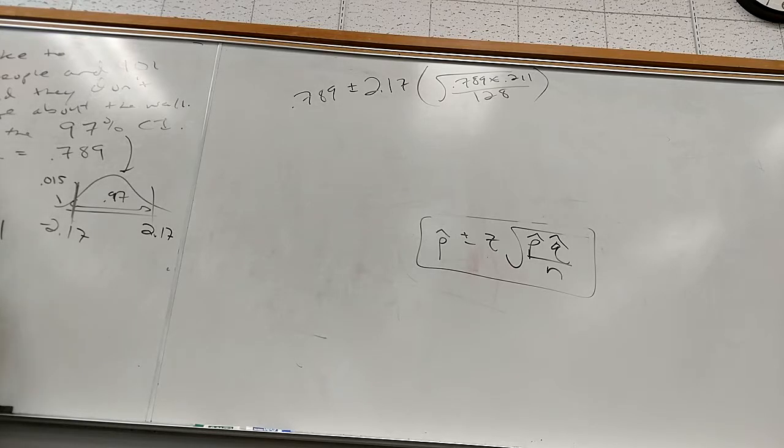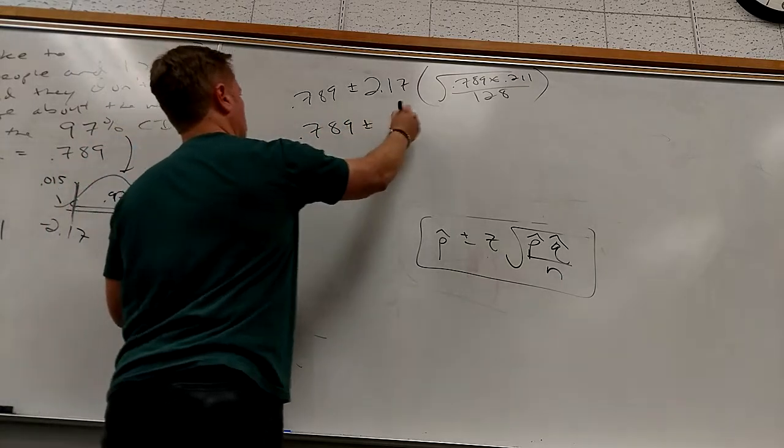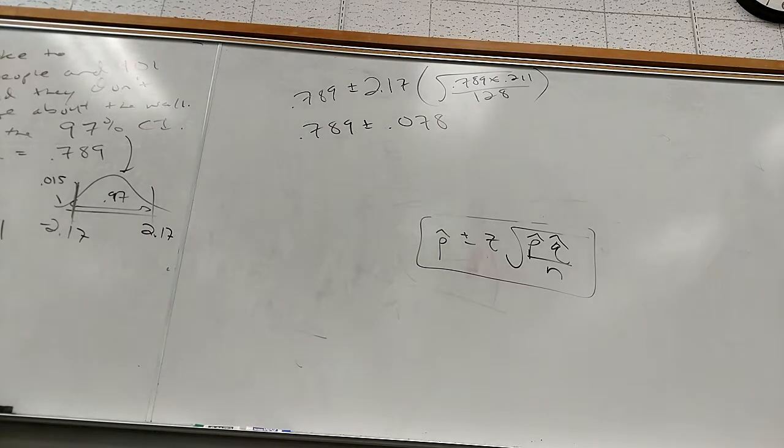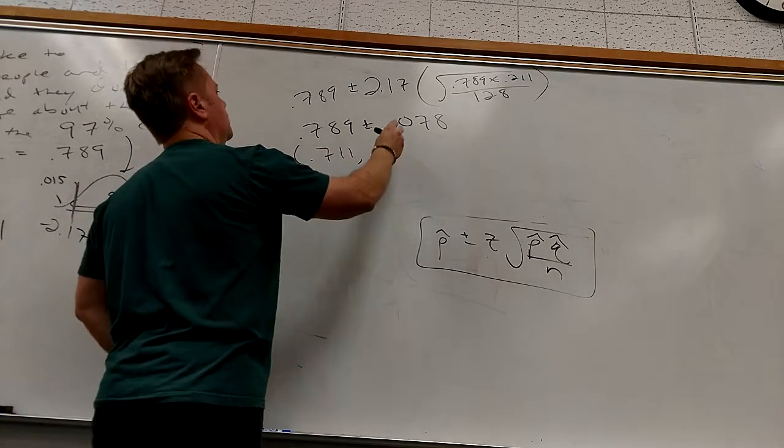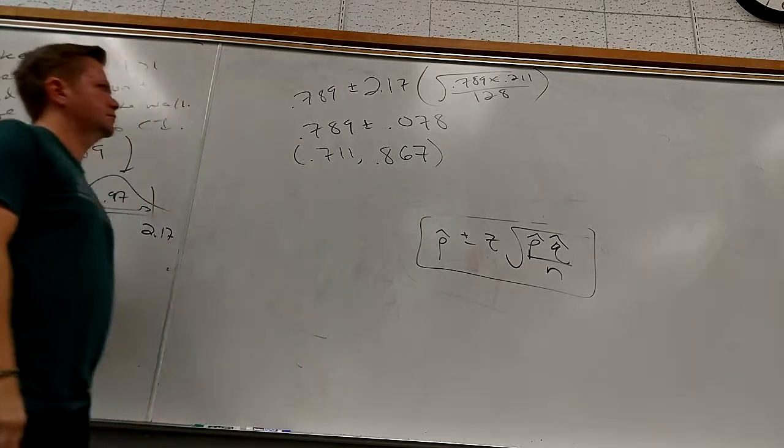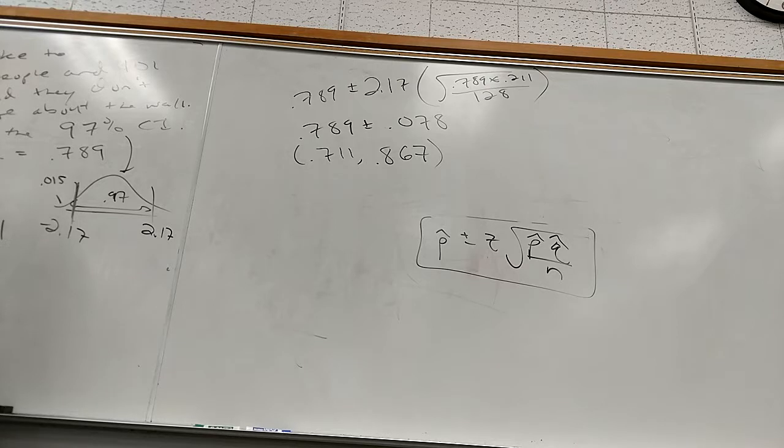So let's try to calculate that error first. Let's see if we can all do it. You have to be careful. You don't want to come out of the square root too early. I like, again, 0.078. If you want to make it 0.0783, you can. Doesn't matter. When in doubt, go to four places, except for Z-scores. And now you just have to add and subtract that, right? So it's going to be from 0.711 to 0.867. Is that right? I think so. Yes. Sweet.